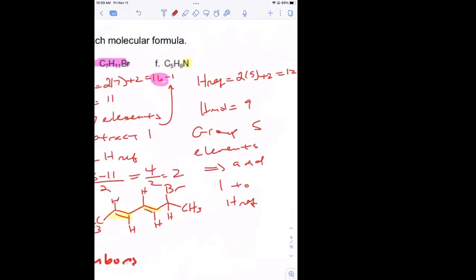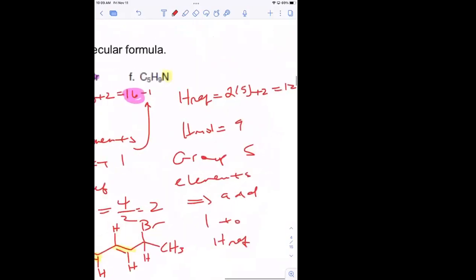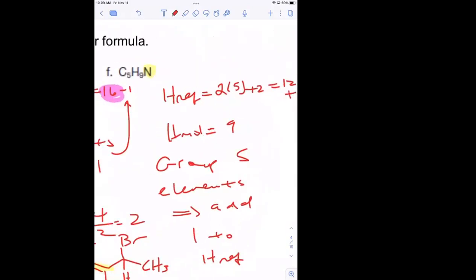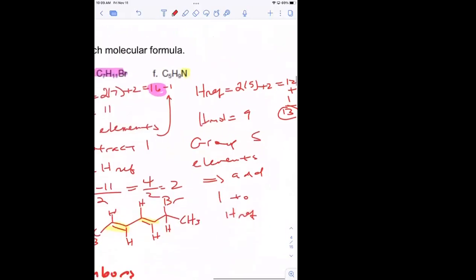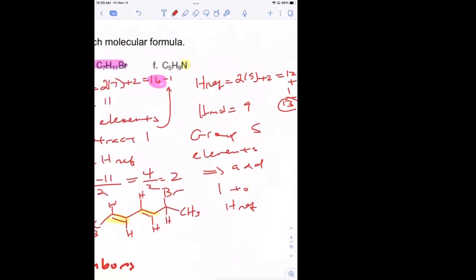I would add 1 to HREF. So this is going to be 12 plus 1, which is 13. So 13 is HREF now because of the nitrogen. And the reason for that is that nitrogen can actually have a proton on it. It can have a hydrogen on it. You have to account for that. So anytime you have a group 5 element present in your formula, you need to add 1 to HREF.